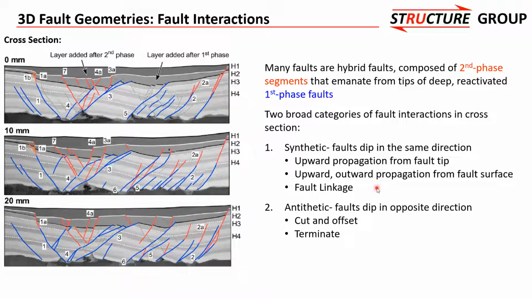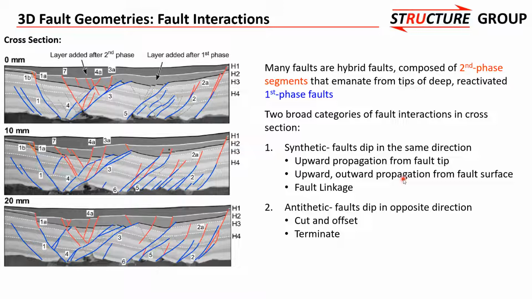So in the case of synthetic faults, there is upward propagation from the fault tip. That would be the faults that I was just pointing out, like fault 2 and 2A, 3 and 3A. Also, we're seeing upward and outward propagation from the fault surface, and you're likely to see fault linkage.